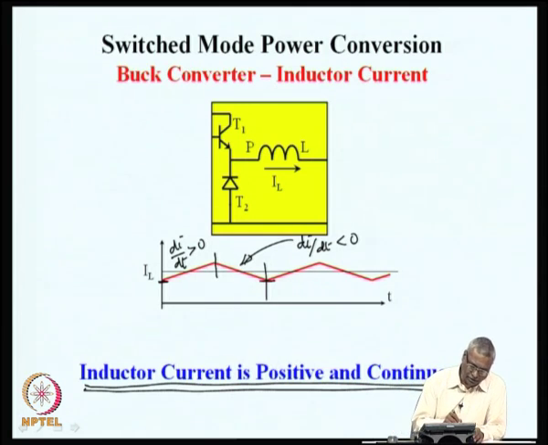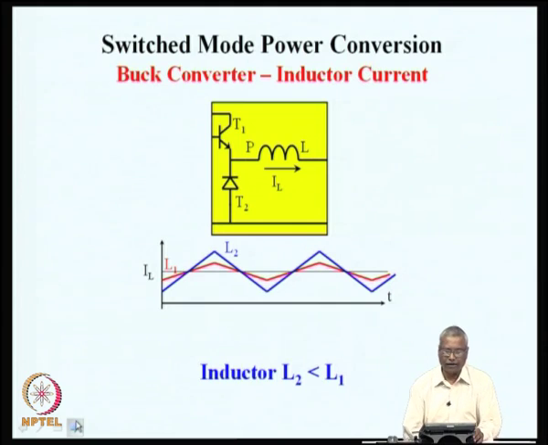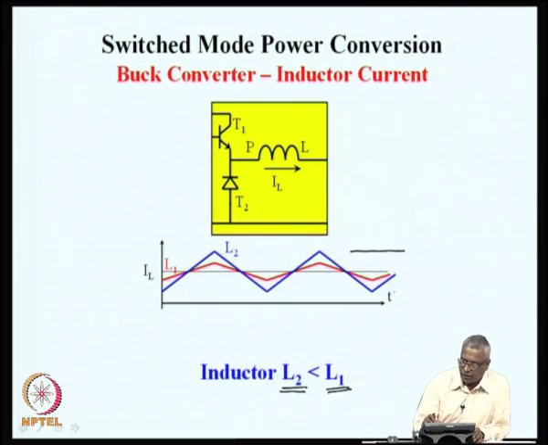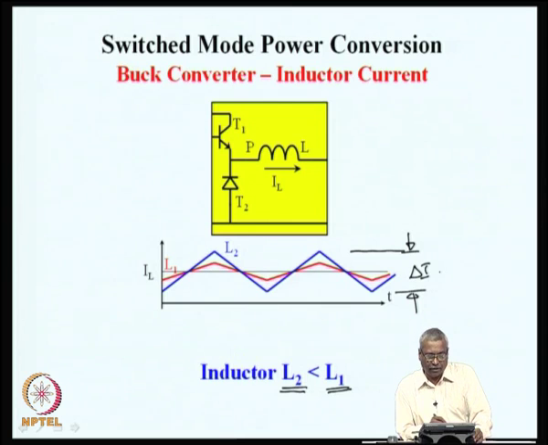We can consider the condition where the inductance value is reduced. For example, the inductor L is reduced from the previous value of L1 to L2, and L2 is less than L1. The consequence of this is that the current in the inductor is now swinging between larger values of delta I. This is a consequence of lower value of inductance.